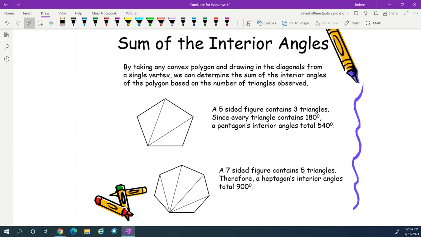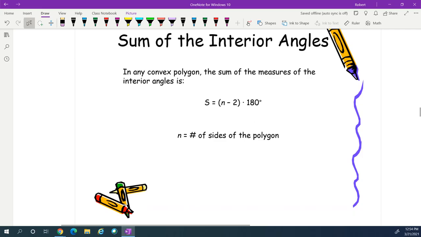This slide explains how we go about it, but ultimately we can just come up with a simple formula. That formula is S equals n minus 2 times 180. N is the number of sides. S is the sum of the interior angles. So if this was a triangle, we would plug in 3 for n, and 3 minus 2 is 1. 1 times 180, so the sum of the angles is 180.